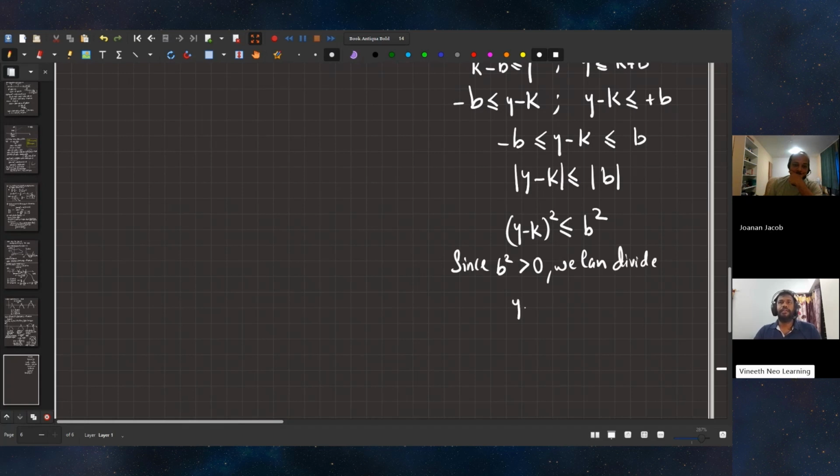So we will get what? (y minus k) whole squared over b squared will be less than or equal to 1, because b squared over b squared results in 1.